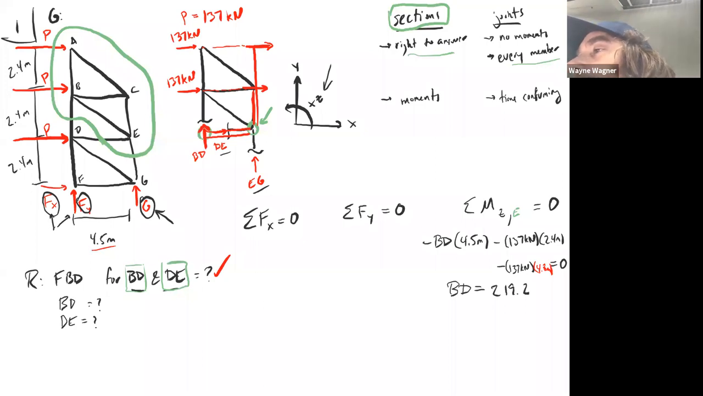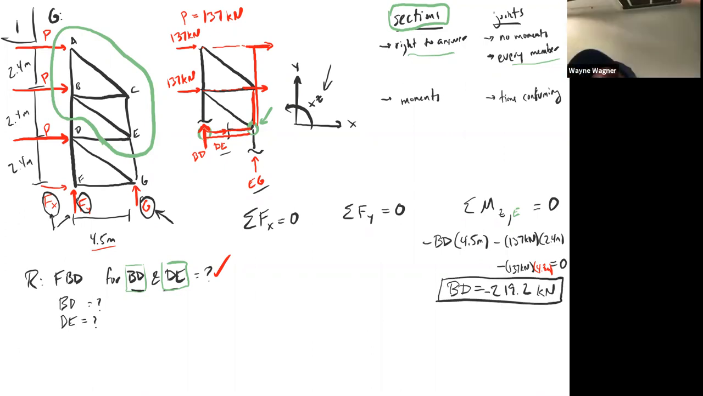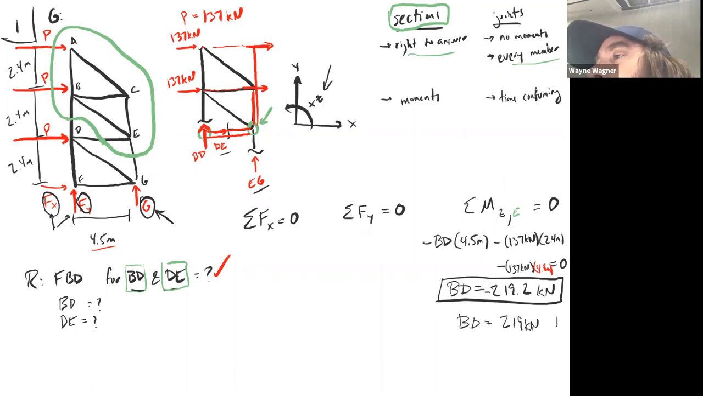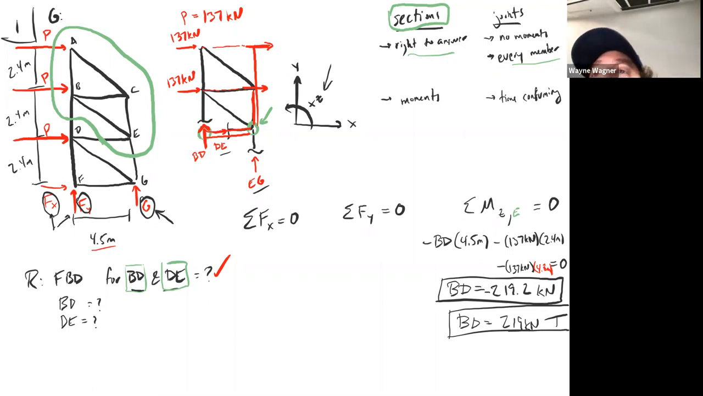219.2 kilonewtons. And if you do your algebra correctly, this ends up having a negative sign, which means it's the opposite direction to the way that I assumed it. So I assumed it was in compression. So BD is 219 kilonewtons in tension, because it has a negative sign. I assumed compression, I got a negative sign, so it's in tension.